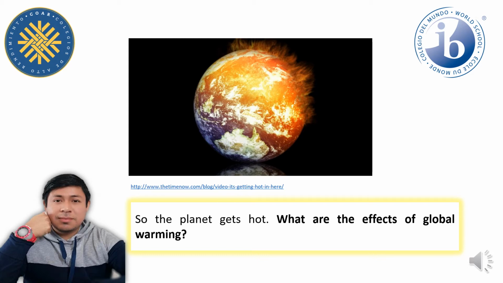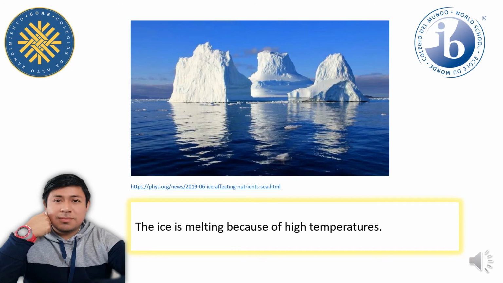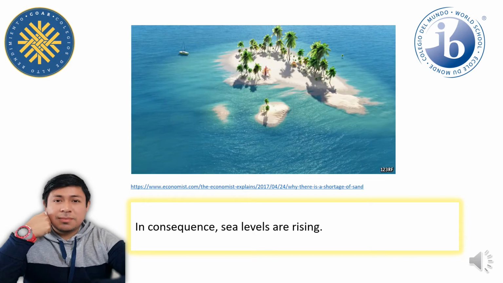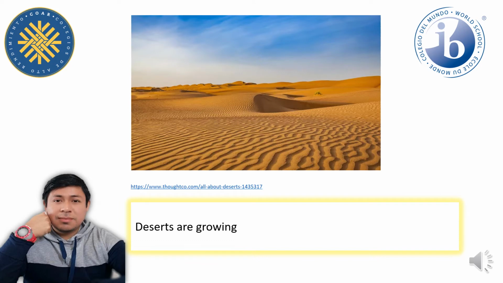What are the effects of global warming? The ice is melting because of high temperatures. In consequence, sea levels are rising. Deserts are growing.